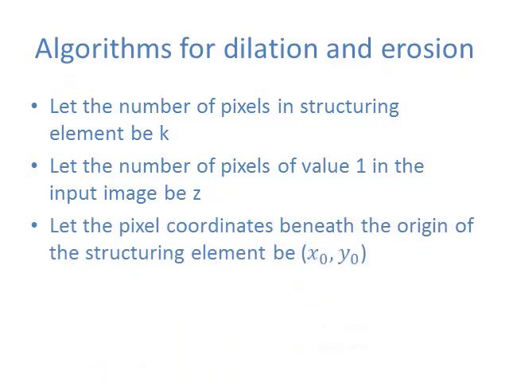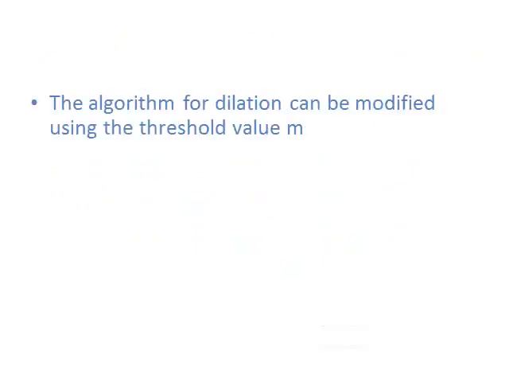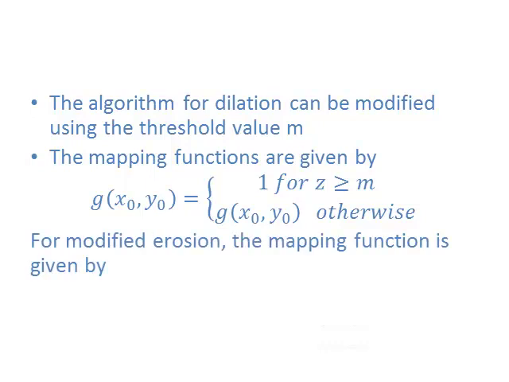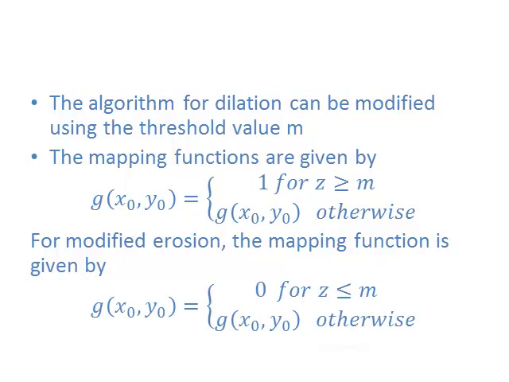Let the pixel coordinates beneath the origin of the structuring element be x0, y0. The algorithm for dilation can be modified using the threshold value m. The mapping functions are given by the following formula: g(x0, y0) equals 1 for z greater than or equal to m, and g(x0, y0) otherwise. For modified erosion, the mapping function is given by g(x0, y0) equals 0 for z less than or equal to m, and g(x0, y0) otherwise.